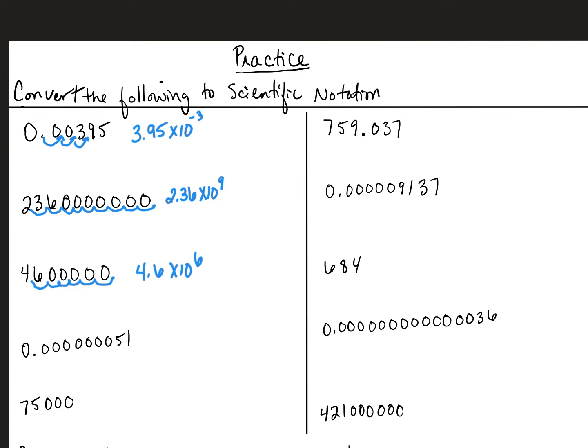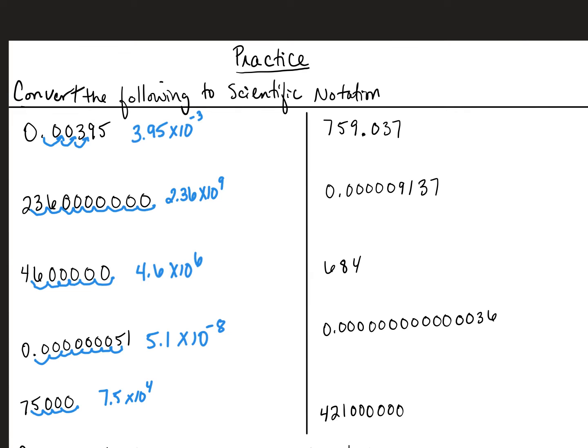So in the next one, it's a number that is less than 1. So we're going to go to the right. 1, 2, 3, 4, 5, 6, 7, and 8 times. So that makes this answer 5.1 times 10 to the negative 8th. Okay, the next one is greater than 1. So we put a decimal right here. So we move that decimal point over to the left 1, 2, 3, 4 times. So that becomes 7.5 times 10 to the 4th.